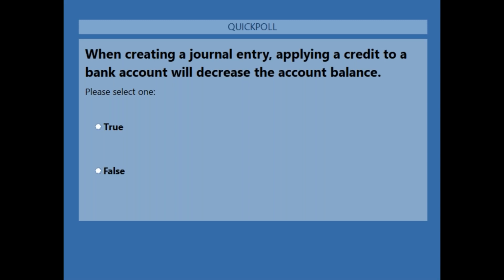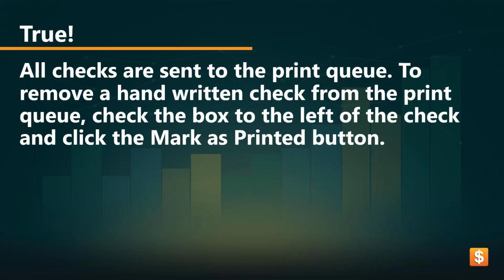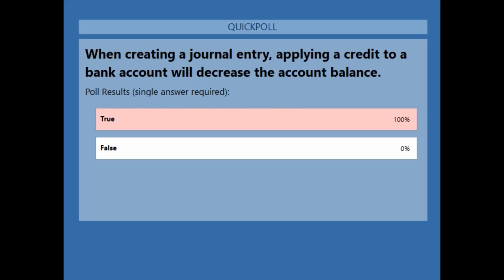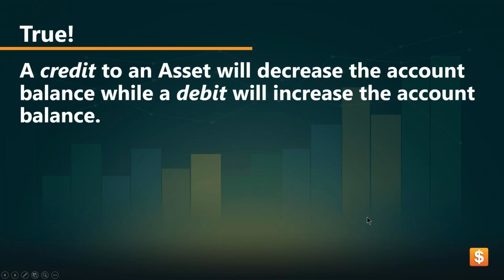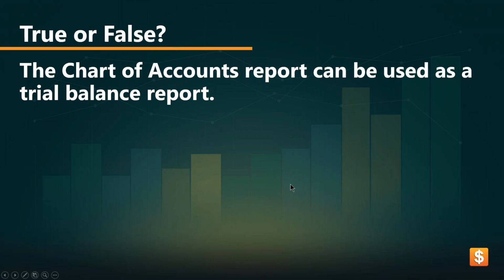Okay, I'm going to close the poll and share the results. We were unanimous this time. 100% said true. Good job, everyone. So the answer is true. A credit to an asset will decrease the account balance, while a debit will increase the account balance. That trips people up sometimes.